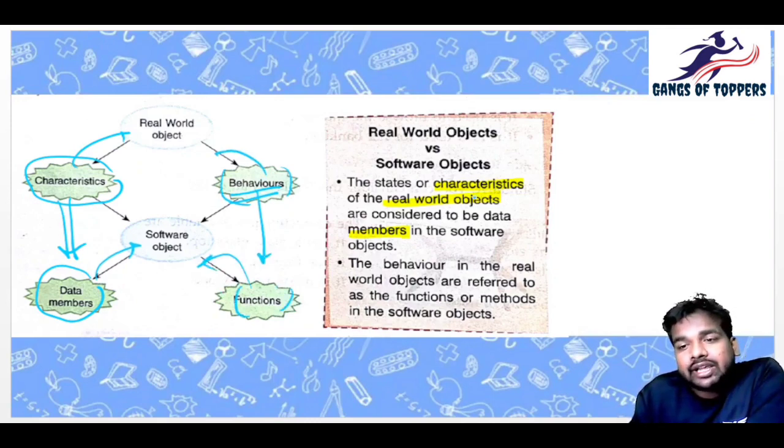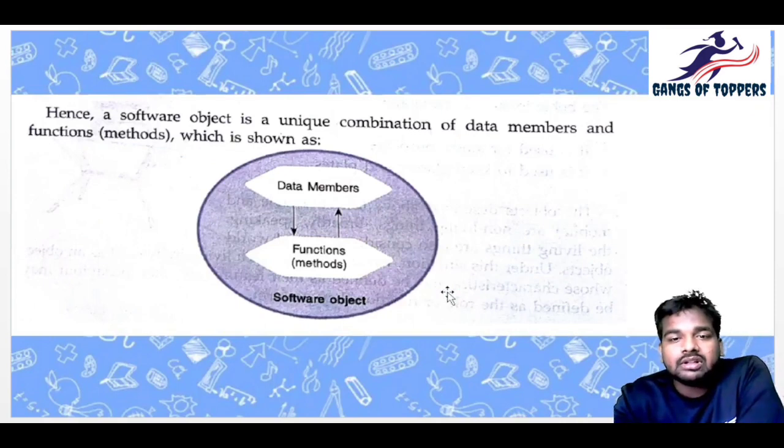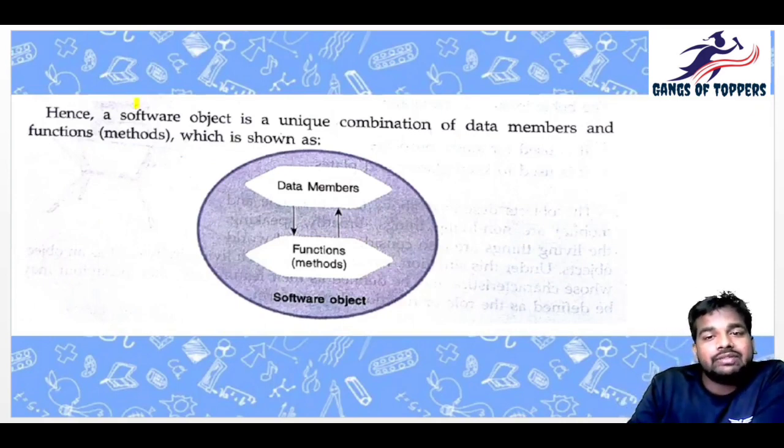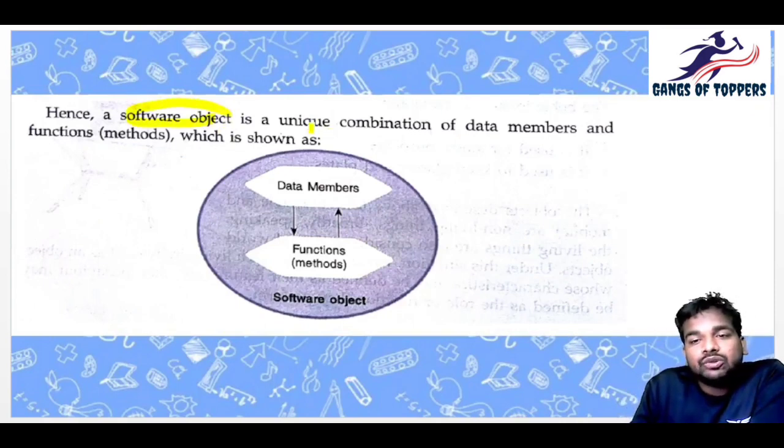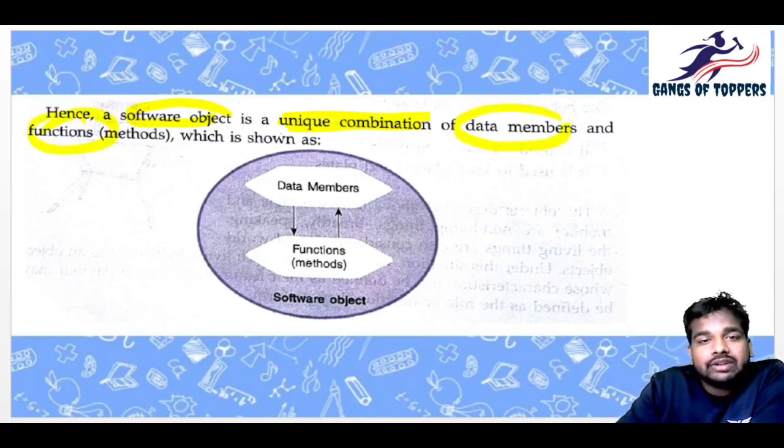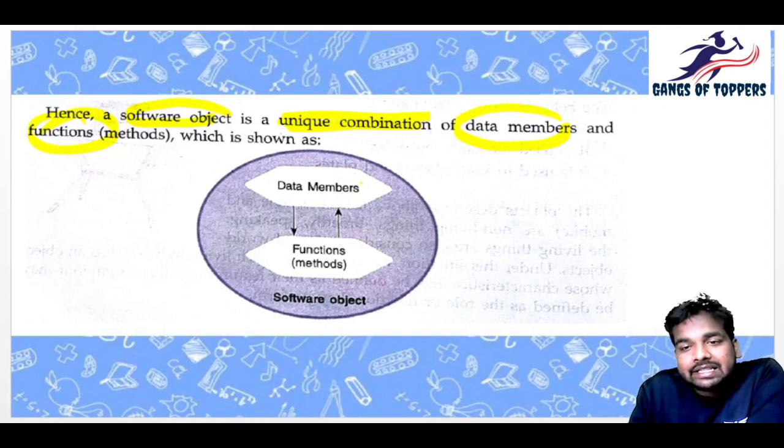Look students, here we can see that the characteristics of the real world object are considered as the data member of the software object, and the behavior in the real world object is referred to as the function or the method of the software object. Okay students, hence we can see that a software object is a unique combination. So what is a software object? A software object is a unique combination of data member and the function or the method.